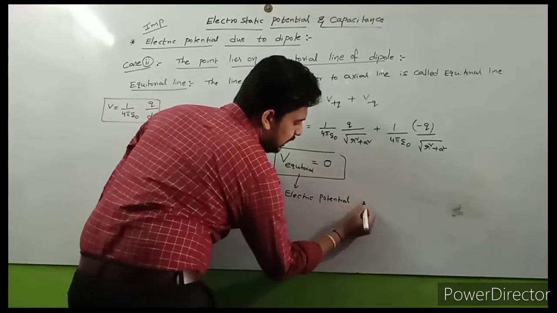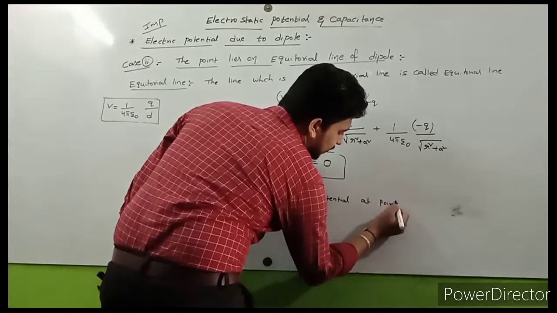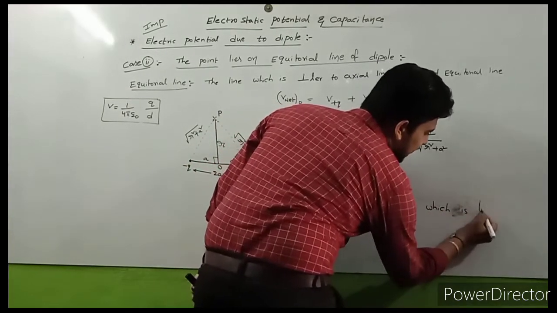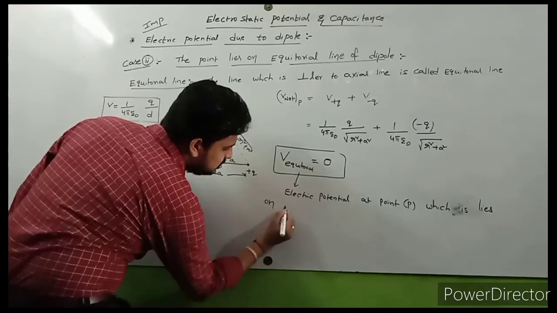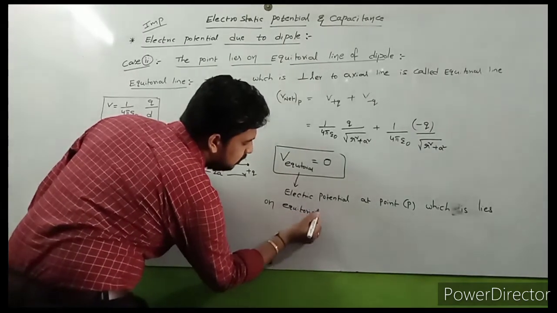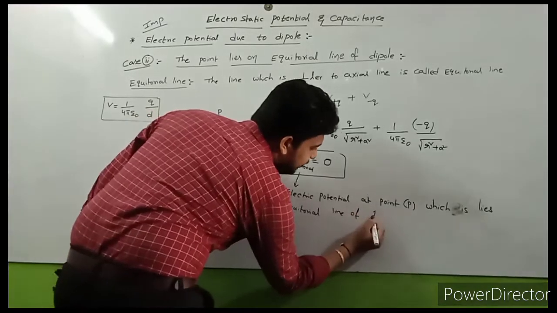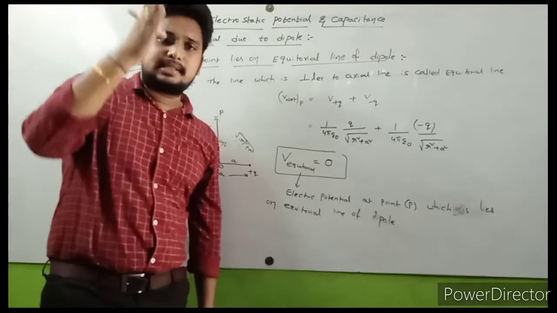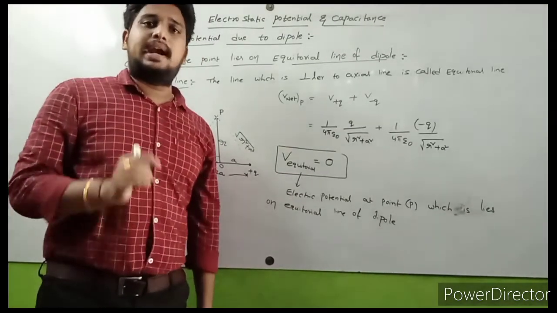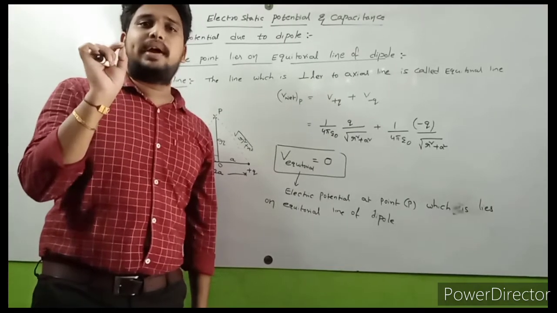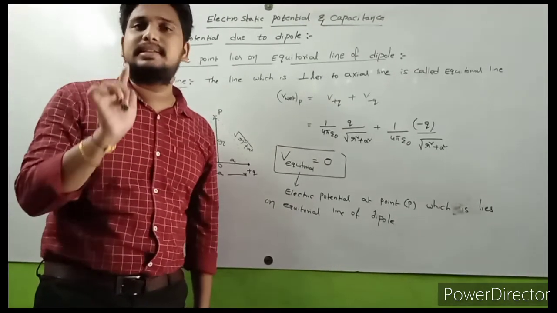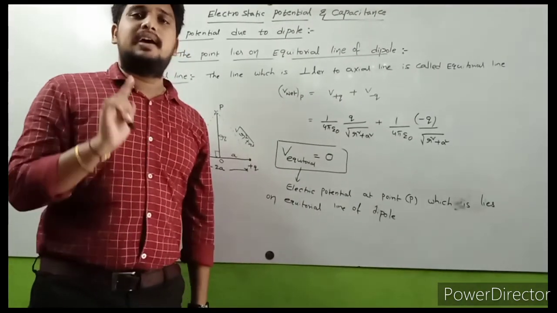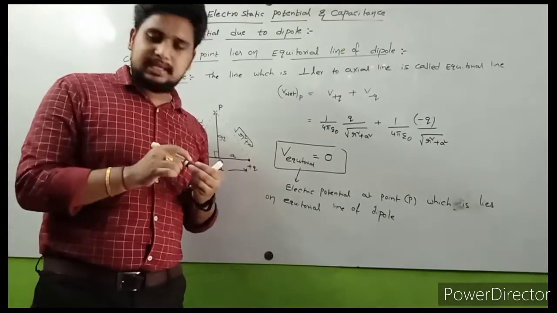So this is nothing but the electric potential at a point P which lies on the equatorial line of dipole. If any point lies on the equatorial line of dipole, definitely the net potential at that point P due to the two charges, due to the dipole, is equal to 0. So this is very, very important.